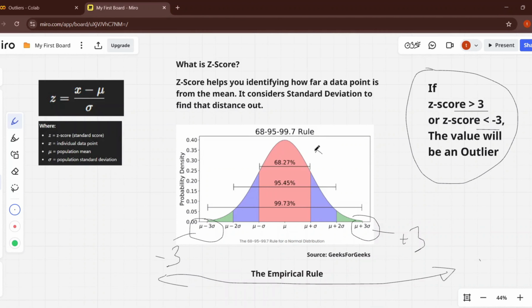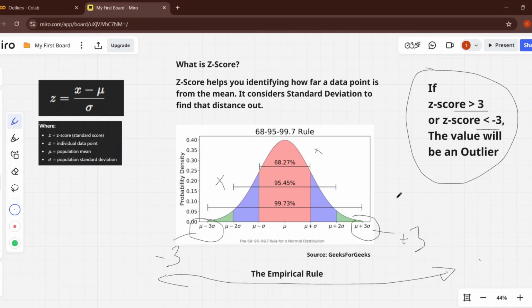Now we place this value here, and we can see that this value is within the range. It is actually within the 95.45% of data range. So will this value be an outlier? No, it is not an outlier. Now let me place this value here. Is this an outlier? This value is not an outlier either, because it is within this 99.73% of data range.